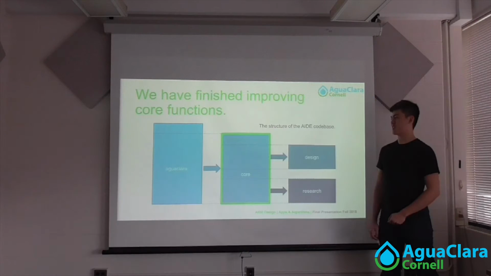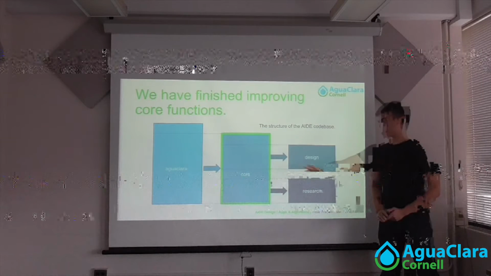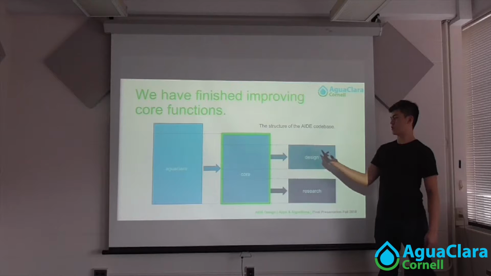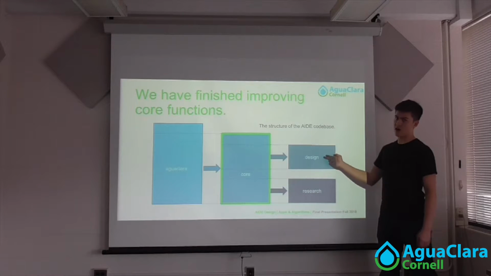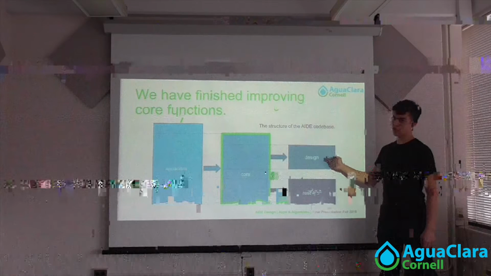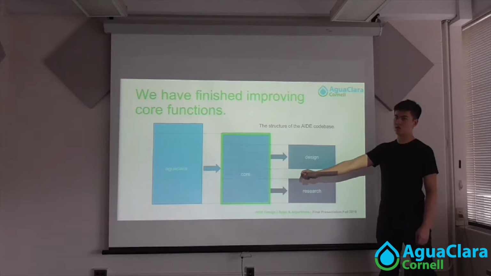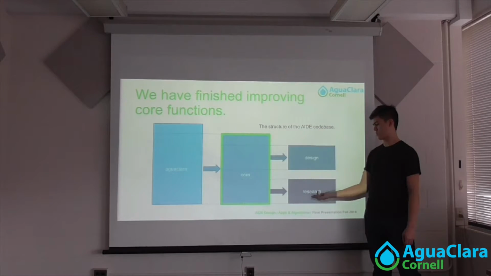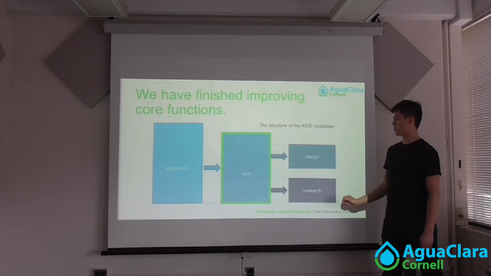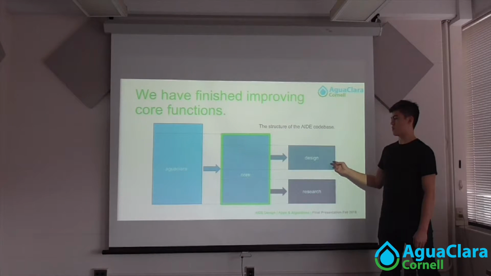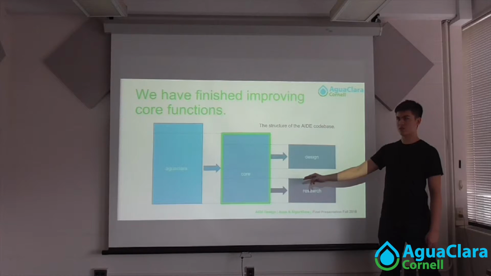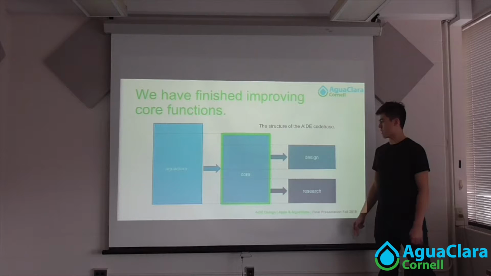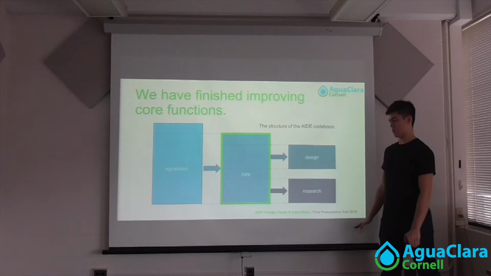So here's what we've been doing this semester. We started by working on the core portion of the AIDE codebase. This is the structure of the codebase. As you can see, the design module, which is what AIDE design works on, is a submodule of the core module. So there's a lot of functionality within core which is used by design as well as used by other modules like research. So before we worked on design, we wanted to improve core such that it was easy to use by us and by others, just to make things easiest going forward.